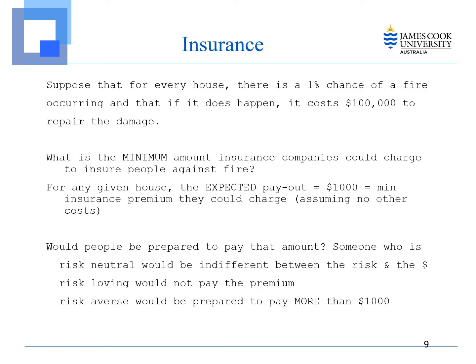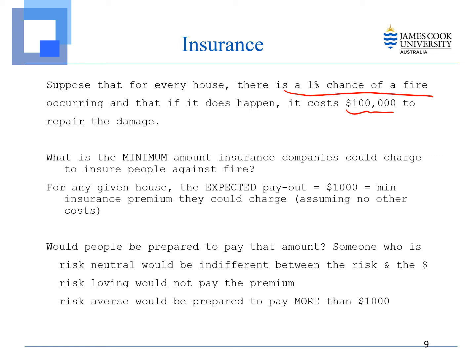So let's look at a side example, a separate example. Suppose that for every house, there's a 1% chance of a fire occurring, and that if there's a fire, it costs $100,000 to repair the damage. Given this, let's think, what is the minimum amount insurance companies could charge to insure people against the fire?